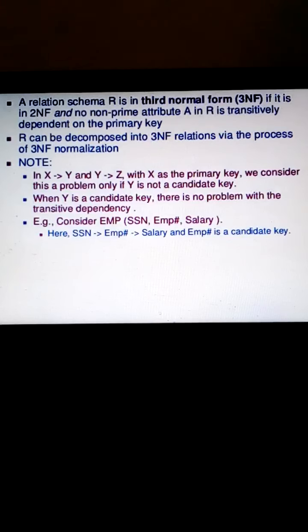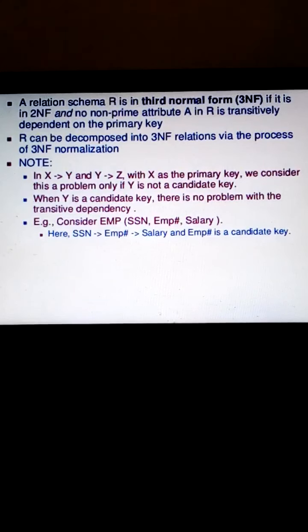So here in the example, if X tends to Y and Y tends to Z with X as a primary key, we consider this a problem only if Y is not a candidate key. X tends to Y and Y tends to Z. So this means there would be a problem if Y is not a candidate key. Means Y must be a candidate key, must be a prime attribute. And when Y is a candidate key, there is no problem with the transitive dependency.